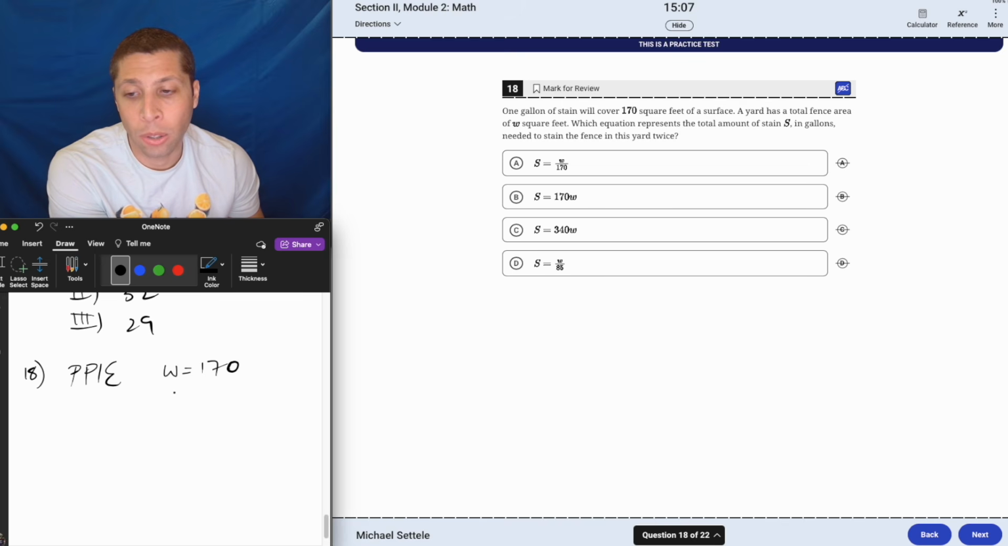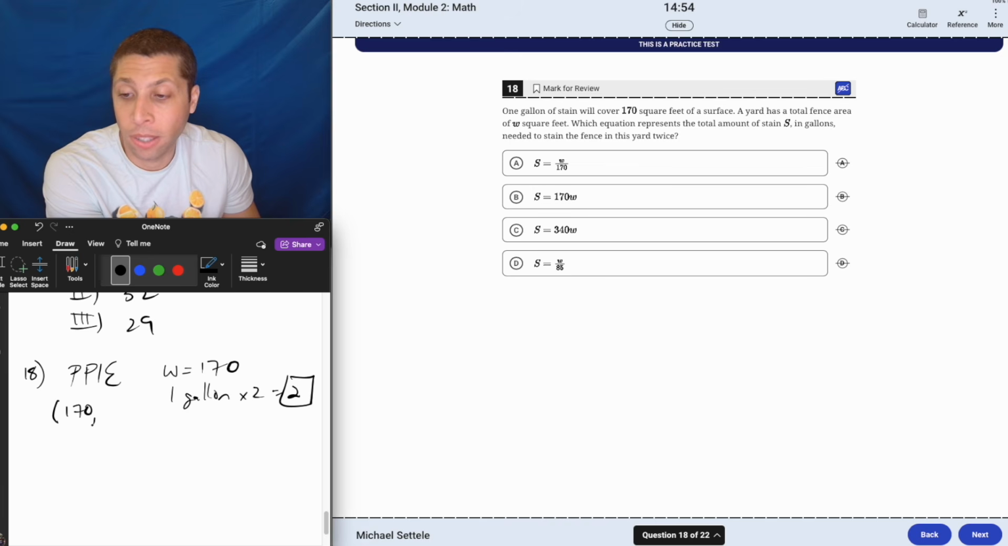So that means we need 1 gallon to stain it. And then we're doing it twice. So we actually need 2 gallons. Right? So if I'm plugging points into equations, my point is 170 for W and 2 for the S. So what choice matches that?